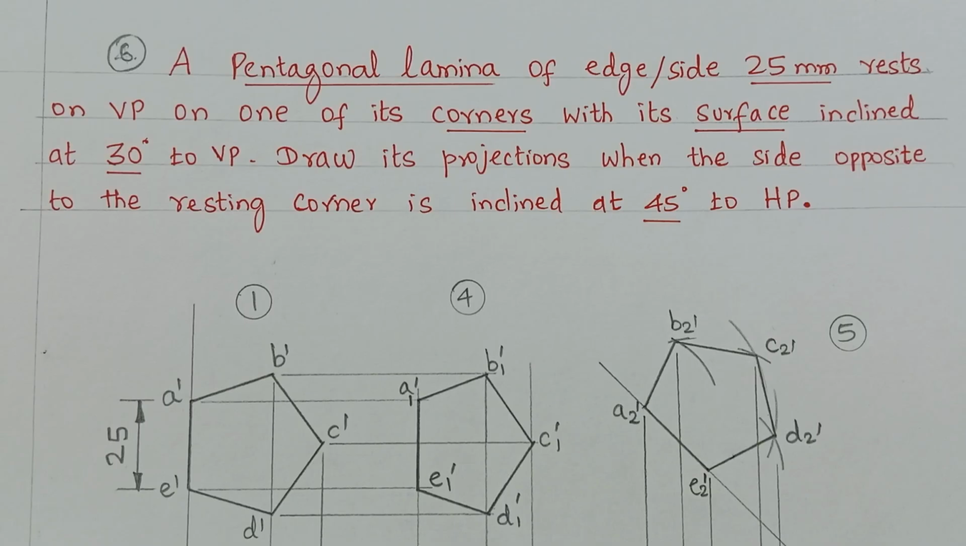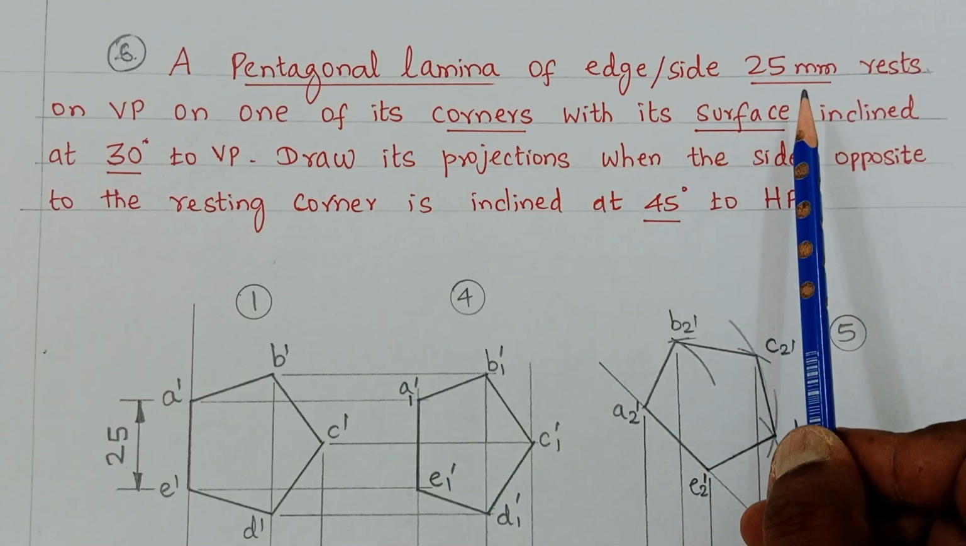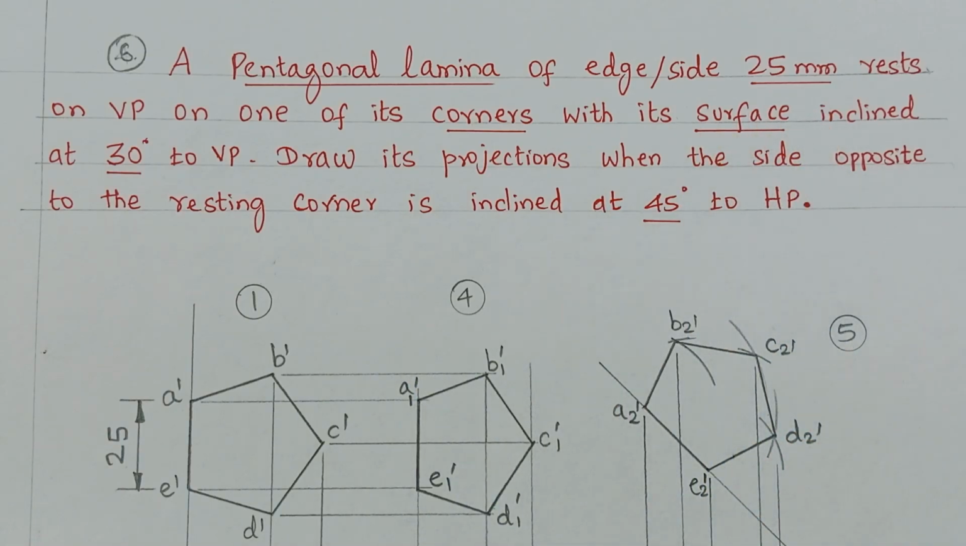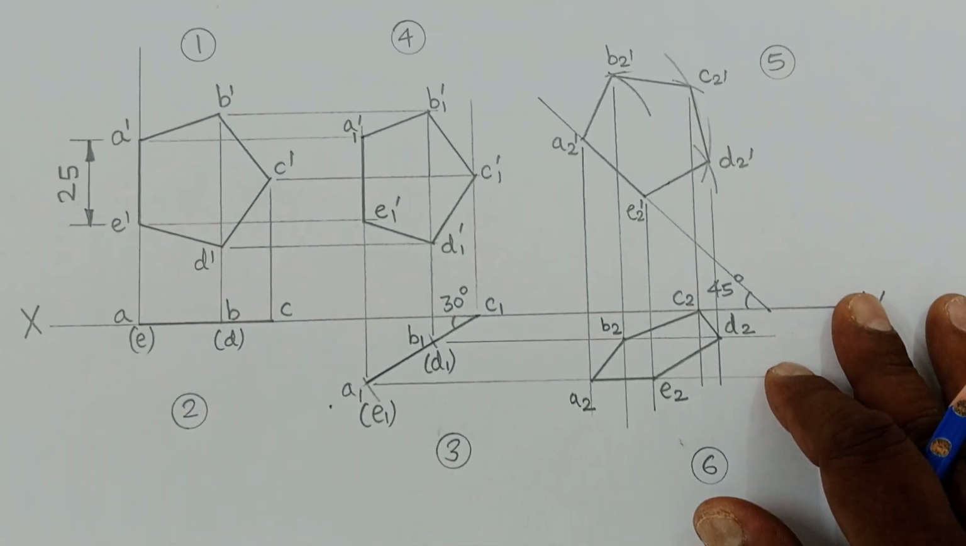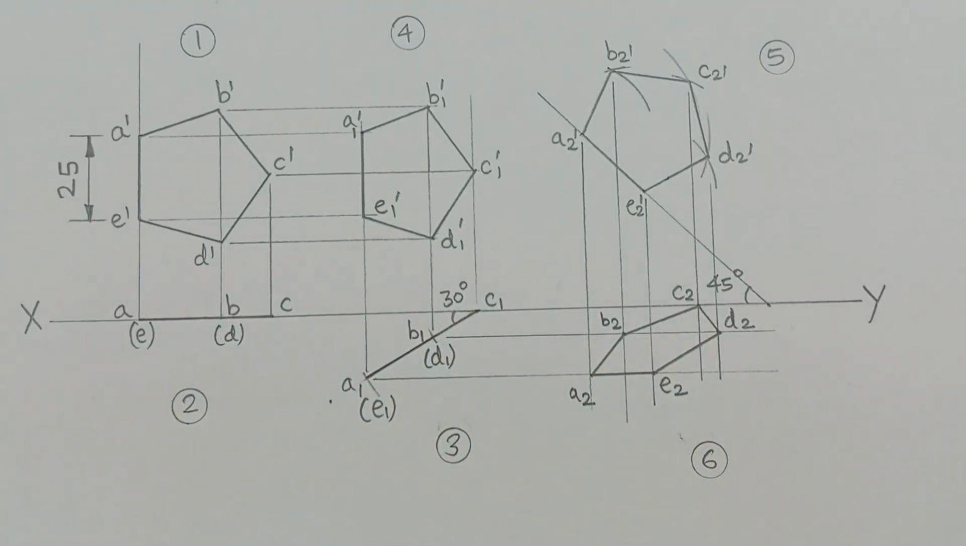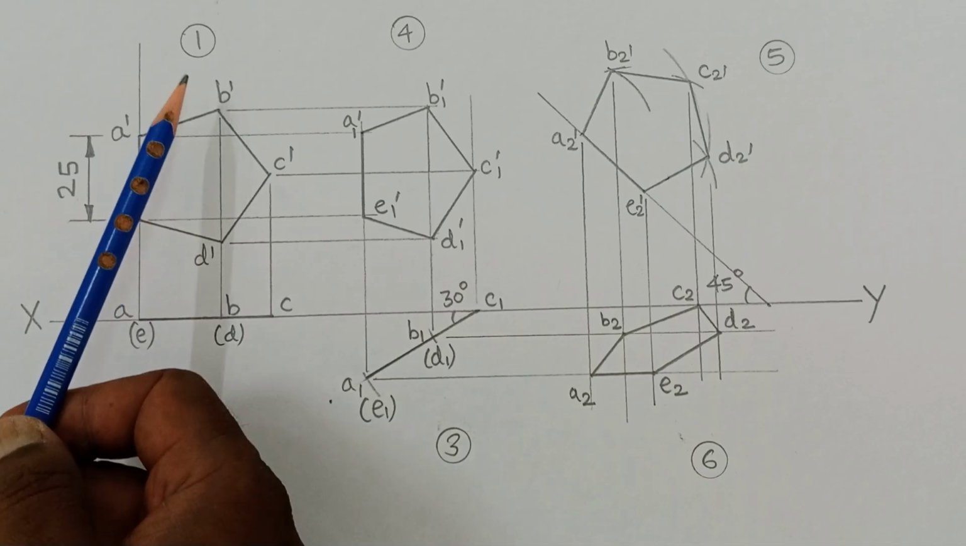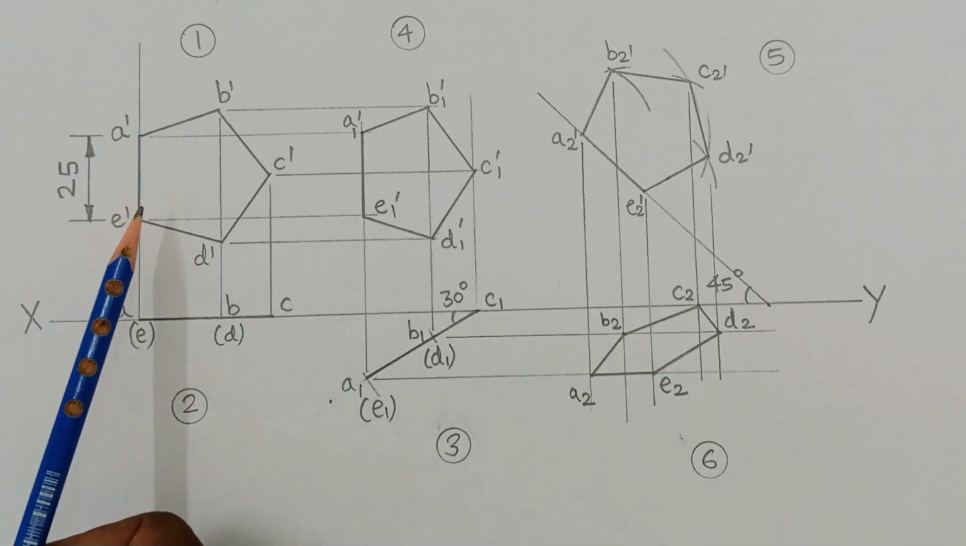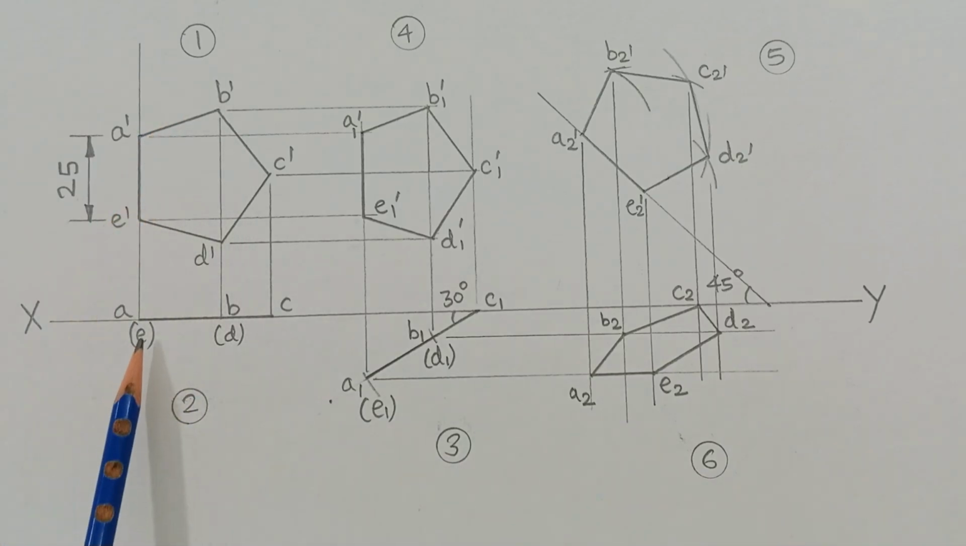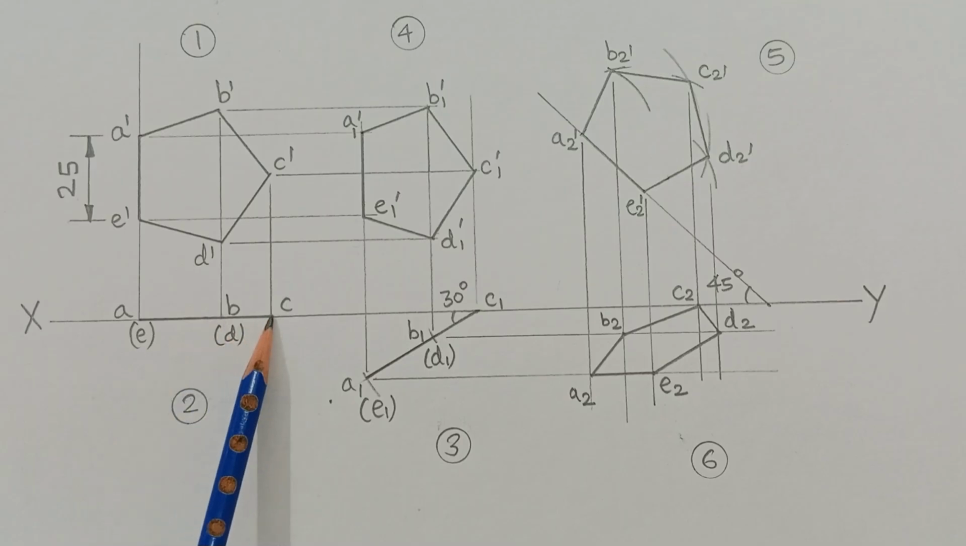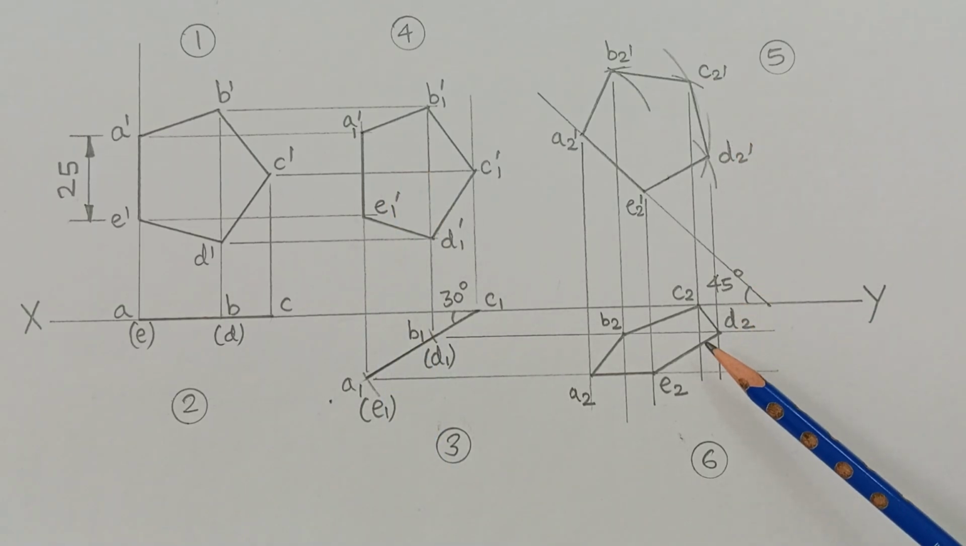It's about a pentagonal lamina of side 25 mm. The corresponding answer diagram is shown in this part of the video. The first diagram is the base position front view, and its corresponding top view will be a horizontal line. Next, the third diagram is the surface inclination top view and its front view. The fifth diagram is the final front view and final top view.